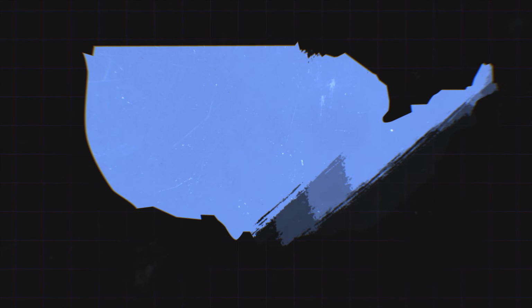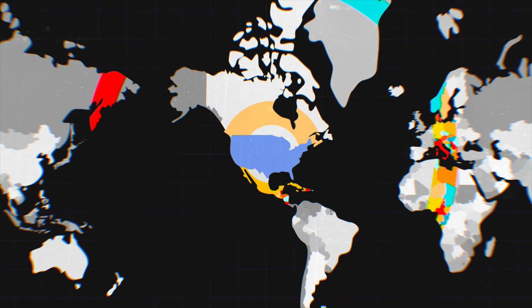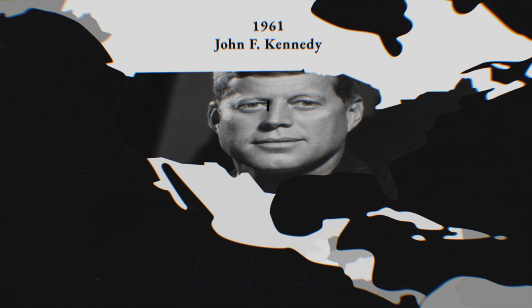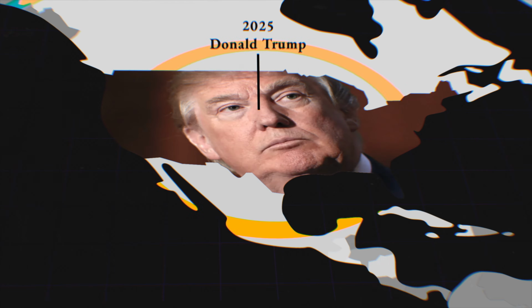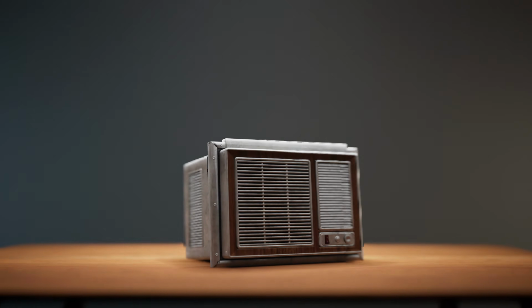Every 4 years, this map determines the most powerful person in the world. We're told it's shaped by campaigns, debates, and political strategy. That's not the whole story. The outcome of the modern American presidency was profoundly influenced by this: a machine. Not a voting machine, an air conditioner.